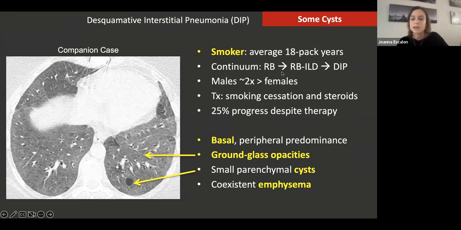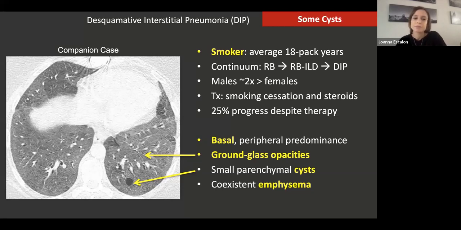Now, when I draw this with the little arrows, that's not to say that a patient starts with RB and then gets RB-ILD and then gets DIP. We've never seen that progression. You can think about it even logically. RB is typically an upper lobe predominant disease, where DIP is clearly lower lung predominant. Now, why is it on a continuum? Well, it's really a pathologic continuum.